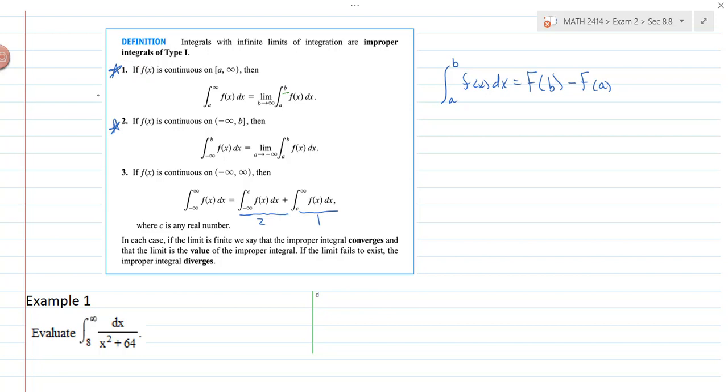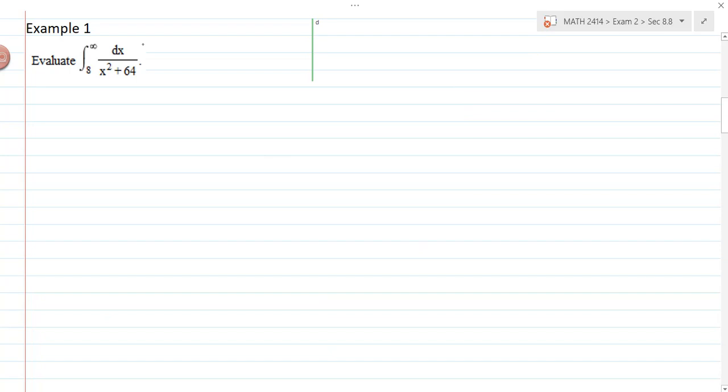So let's start with example 1. I don't know why I picked a problem with both infinities and 8s. Infinity's hard enough to draw without looking at an 8. Okay, so here we have the integral that goes from 8 to infinity of dx over x squared plus 64. First thing we do is we rewrite this as a limit as b approaches infinity of the integral from 8 to b of dx over x squared plus 64.